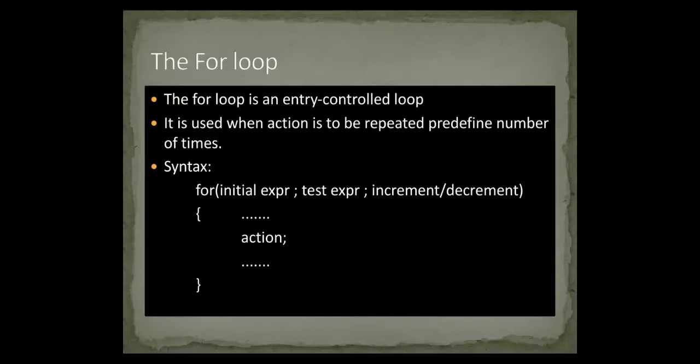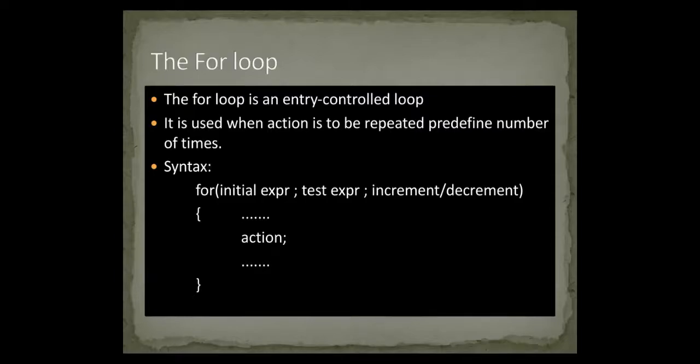Now the next one is the test expression, evaluated each time through the loop before the body of the loop is executed. Okay, and the increment/decrement expression changes the value of the loop variable during the loop. Now see, at the entry point the test expression is there, so before executing the body of the loop the test expression is executed first. It means it will check the condition first, then it will enter the loop. If the condition is true, then only it will execute the action. If the condition is false, then it will never enter the loop.